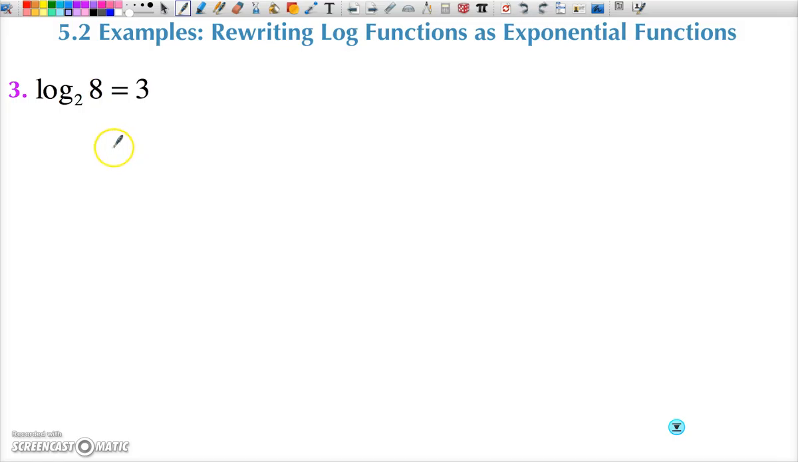And our last example here, I believe this is it. Yep, this is our last one. Start at the 2, hook around to the 3, and stop at the 8. So 2 to the 3rd equals 8. And that is how you do that.